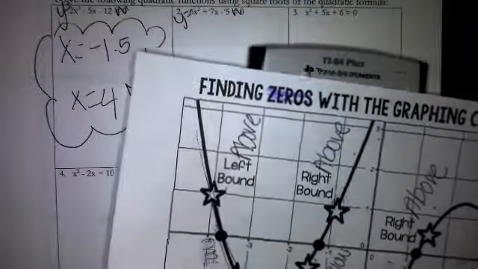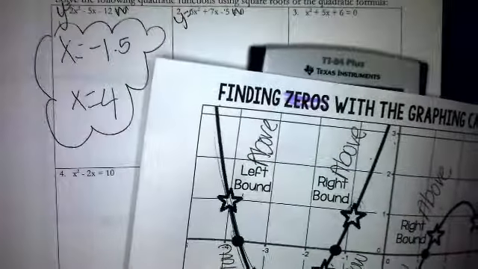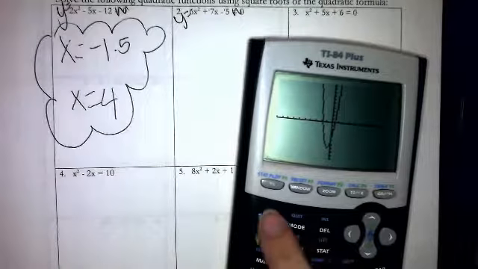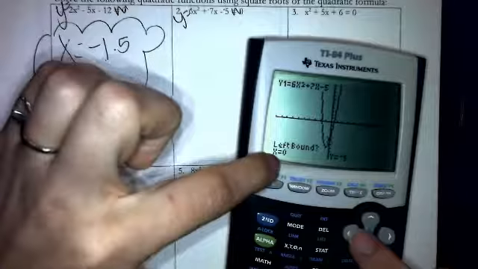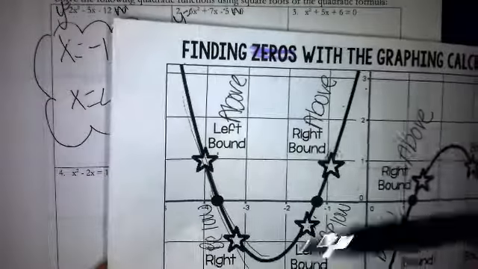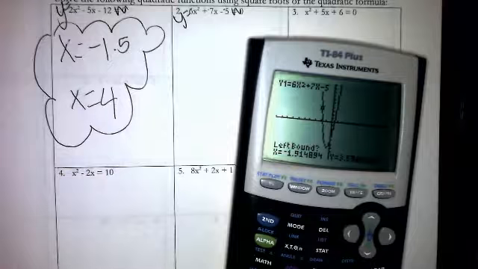Okay, so now I have to determine the pattern that I'm going to follow. My parabola looks like this, so I always start on the left-hand side of my graph. Always. Second, trace 2. It's saying left bound, so I need to go over here. My left bound, if my parabola looks like this, should be above the x-axis. So I'm going to hit enter.